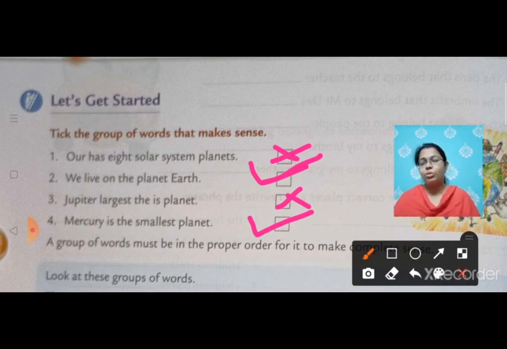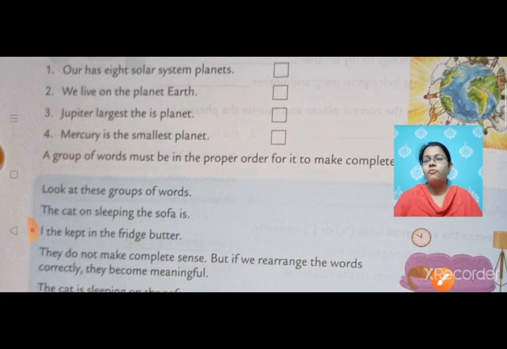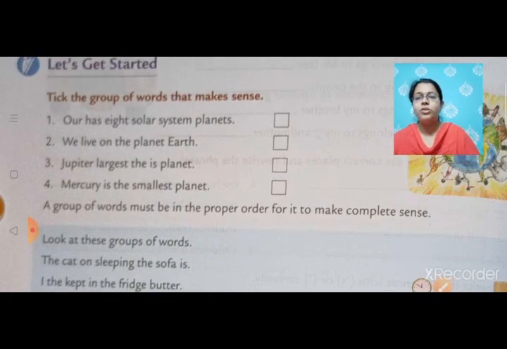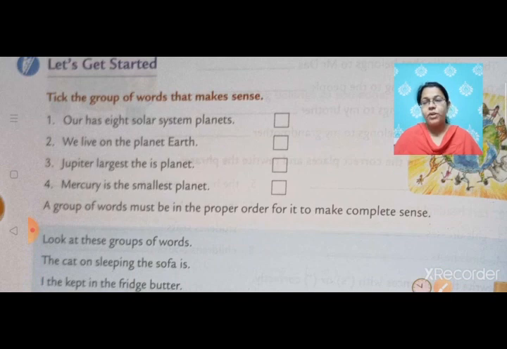मतलब जब हम बोलते हैं तो वो अरेंज किया हुआ है अच्छी तरह से और उसका मतलब हमें समझ में आता है, राइट? जैसे कि मर्क्यूरी इज़ द स्मॉलेस्ट प्लैनेट, जबकि जुपिटर लार्जेस्ट द इज़ प्लैनेट. ये वाले सेंटेंस के अंदर जो वर्ड्स है उसको अरेंज नहीं किया है जिस तरह से वो अरेंज होना चाहिए, ठीक है? सो a group of words must be in the proper order for it to make a complete sense. So whenever we talk, right, we arrange the words. हम जो भी words use करते हैं sentence में उसको arrange करना पड़ता है एक proper order में, तो ही उस sentence का मतलब समझ में आएगा, ठीक है?